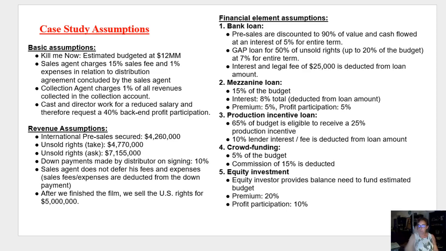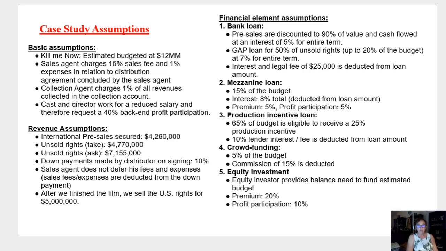The finance elements that we have available for us are the following. We have a bank loan for pre-sales that is going to assume that not 100% of these pre-sale agreements were done before the movie is finished. That's why they're called pre-sales.